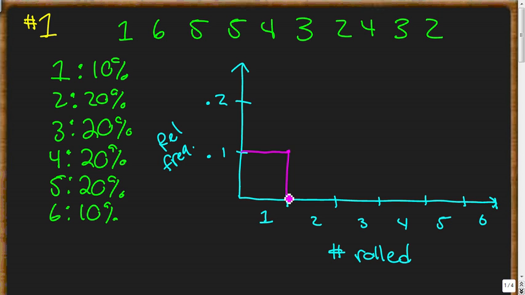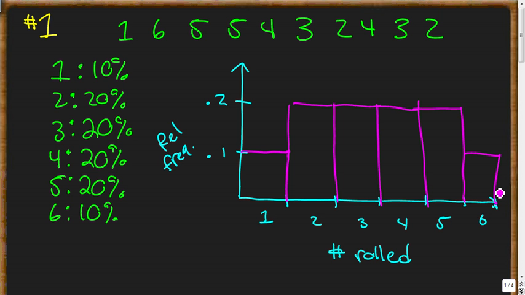So we go make this. 2 gives me a 20%. 3 gives me a 20%. 4 gives me a 20%. 5 a 20%. And 6 a 10%. So good deal here.